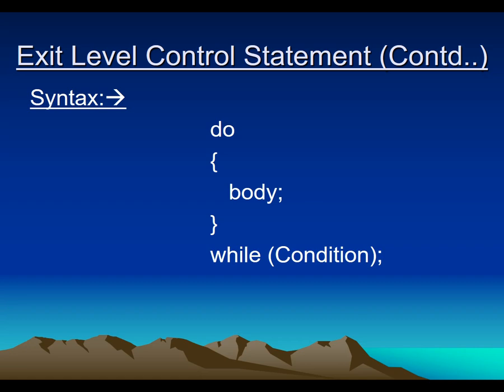Before going ahead, have a look at the syntax of the exit level control statement, do while, which I have displayed on the screen. First we write the do statement with curly brackets containing the body of the program. Then at last there is a keyword called while. In the brackets there is a condition, which is completed by a semicolon, which is a must.